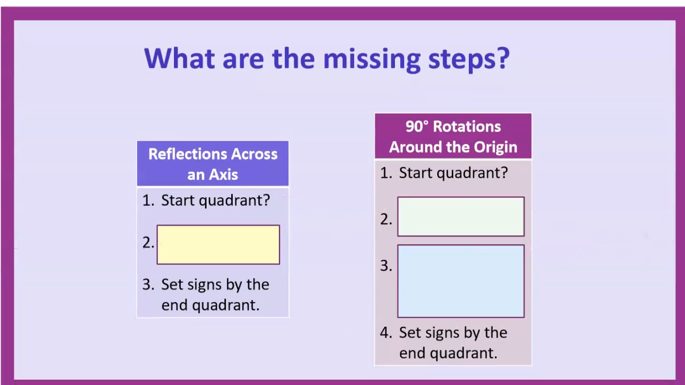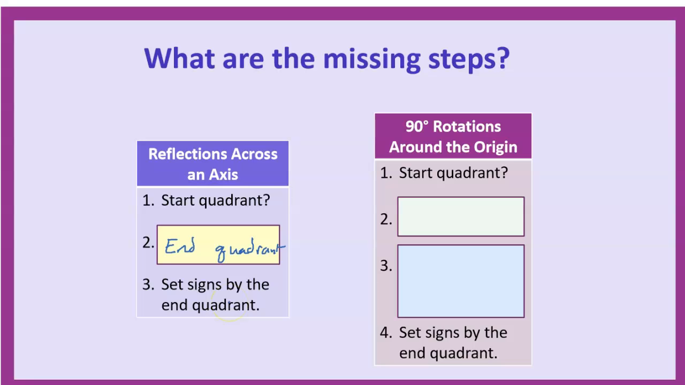So what are the missing steps? We just used these steps for fast calculations of reflections across an axis and 90-degree rotations around an origin. What steps are we missing here? So we had a start quadrant, then we needed to evaluate the end quadrant. And based on the end quadrant, we set the signs. That's all we had to do with our special reflection.